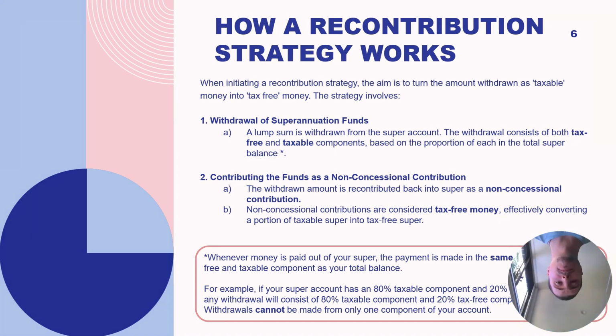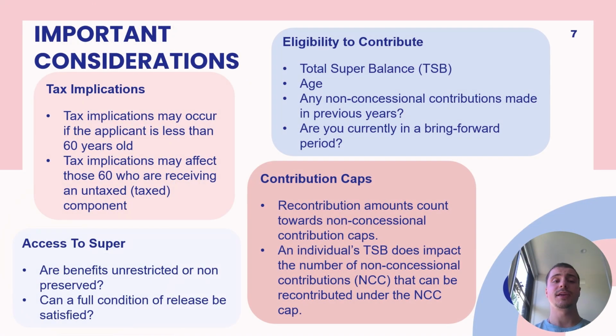So you can't pick and choose where you want your withdrawal to come from. You can't say, I want all the money to come from the taxable component. Essentially, you've got to take it out and it remains within those proportions as stated by your super fund or the ATO. Now, there are a few important considerations.